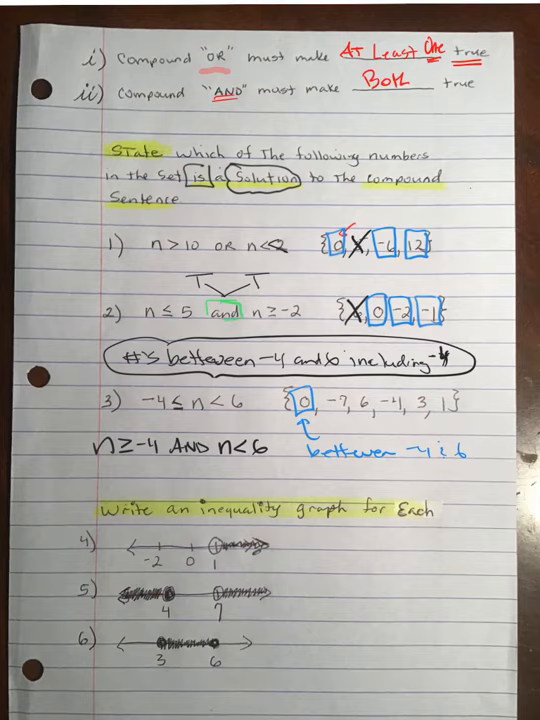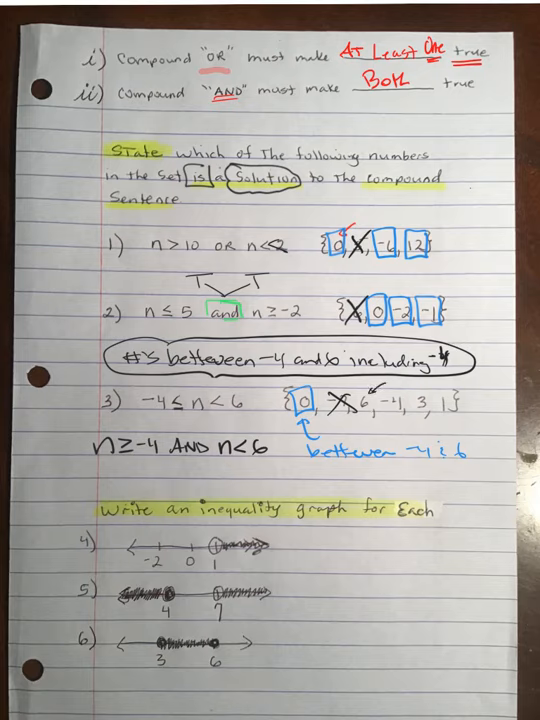Is -7 a solution? So we can plug in -7 here. Is -7 greater than or equal to -4? That's false. So I don't even have to try it in the other one. It's true for this one, but not for this one. So -7 is not a solution. In other words, is -7 between -4 and 6? Is it really between? No.